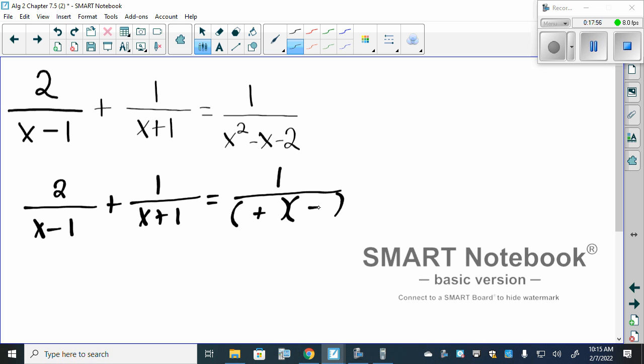The factors of x squared are going to be x and x. And the factors of 2 are 1 and 2. The 2, is it going to be positive or negative? Negative, and the 1 is going to be positive. Now that does help us find out what the restrictions are, because x cannot be what?